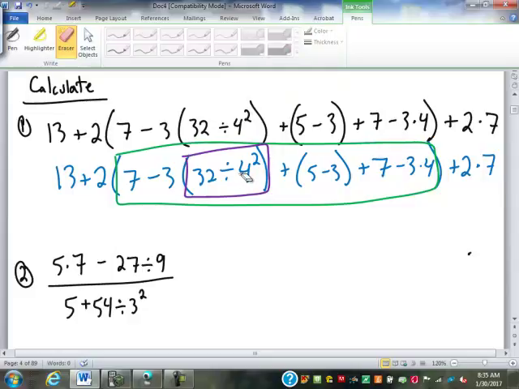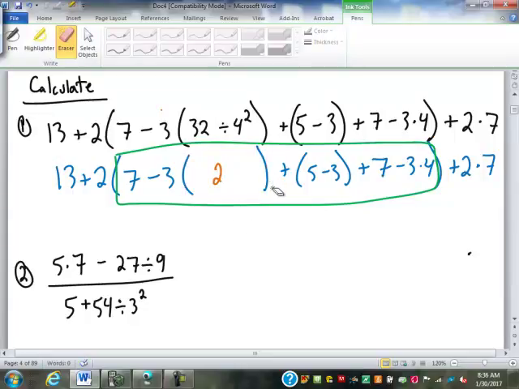4 squared is 16. So erase the 4 squared and put in a 16. Any other exponents? No. So I go down to multiplication and division. Yes, so 32 divided by 16 is 2. So again, I erase it and replace it with a 2. Now I've reduced that parentheses to a single number. I don't need the parentheses anymore.